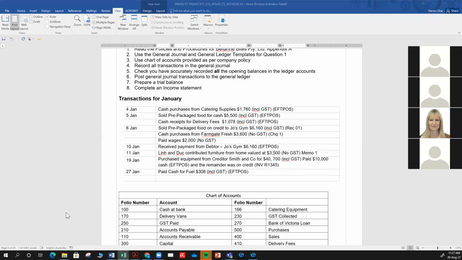Where do you credit when you debit? That will be your third journal, guys. Okay, so you credit delivery fees. What account is that? 410. Yeah, I haven't figured that out, but I know the GST collected is 98.